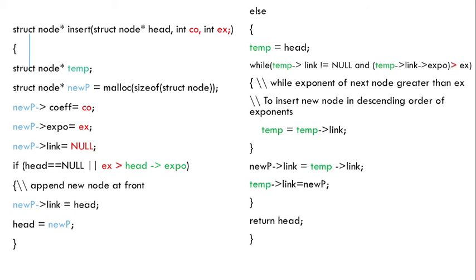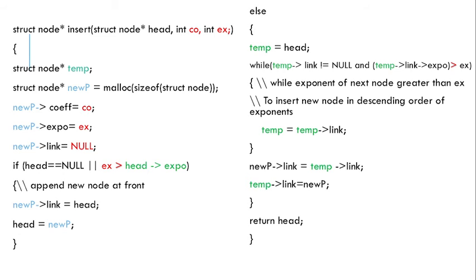That's it. Otherwise, else. That means the linked list was not initially empty and the new node's exponent is not greater than the existing front node's exponent. Then what is to be done? We have to find the correct location of the new node and insert that new node there. For that, we require a pointer variable temp, a dummy pointer used to traverse through the linked list. We will traverse through the linked list until we find the exact correct location of the new node. There we insert the new node.